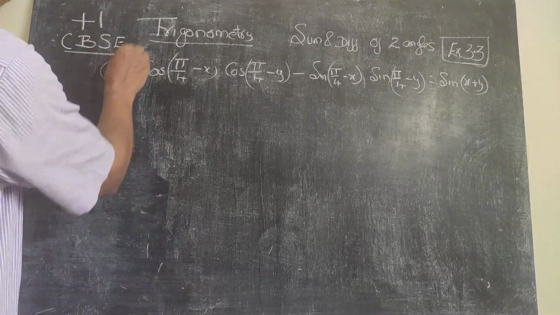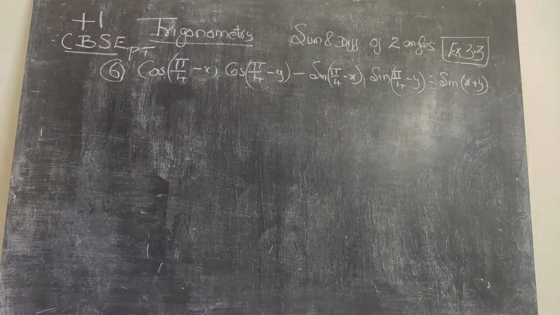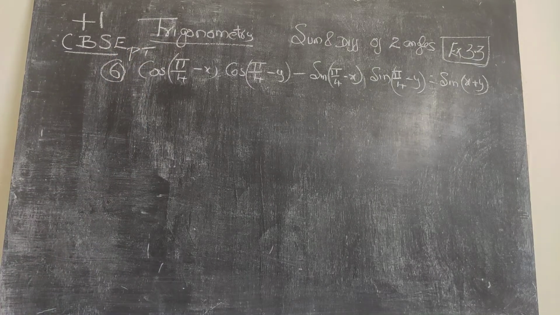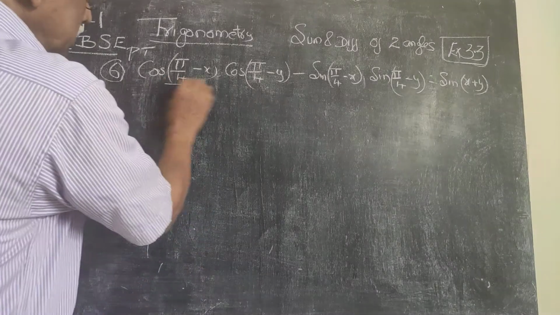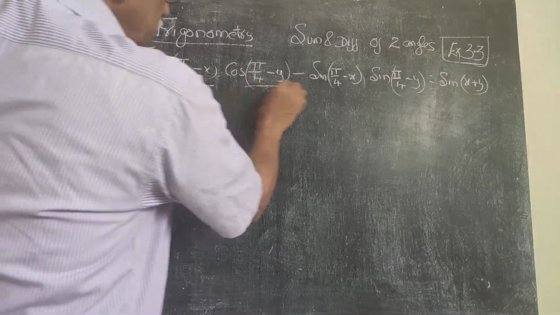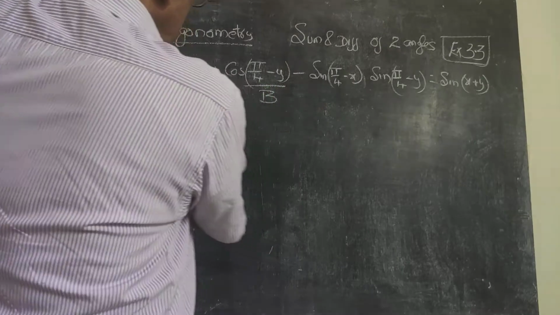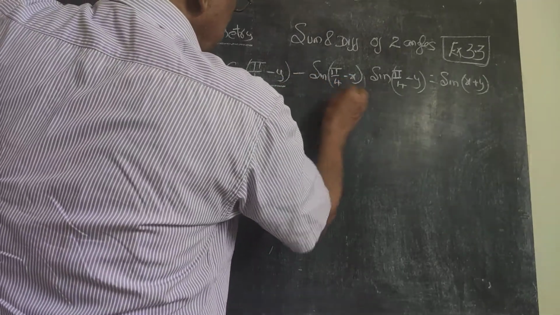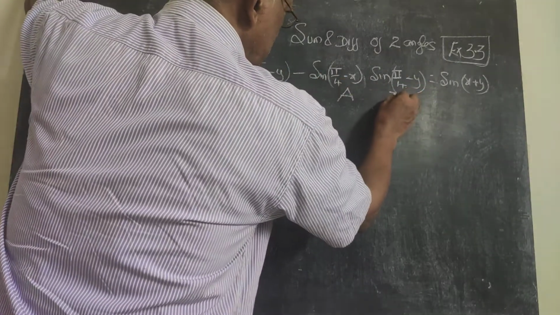Prove that cos(pi/4 - x) cos(pi/4 - y) - sin(pi/4 - x) sin(pi/4 - y) = sin(x + y). Consider this is A and this is B. The same thing is here, therefore this is A. Same thing is here, so this is B.